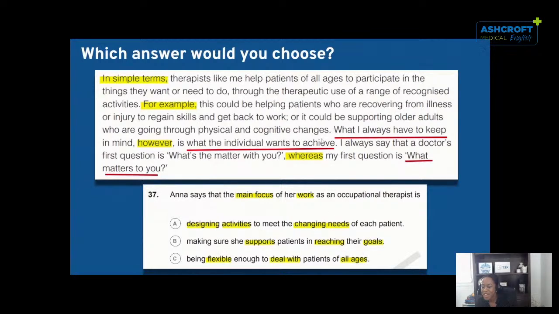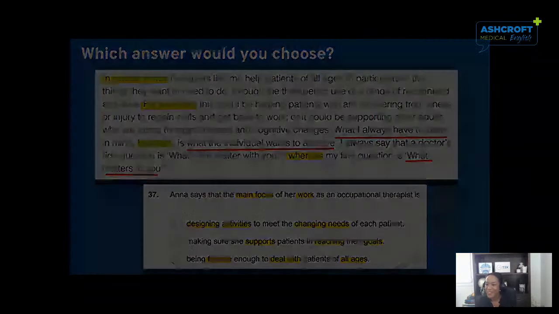You can see that we have paraphrasing used here, what the individual wants to achieve. This relates to their goals. Then she emphasizes that doctors say the first question is, what's the matter with you? Whereas her first question as an occupational therapist is, what matters to you? So we can see that the best fit here is B. So now we can move on.